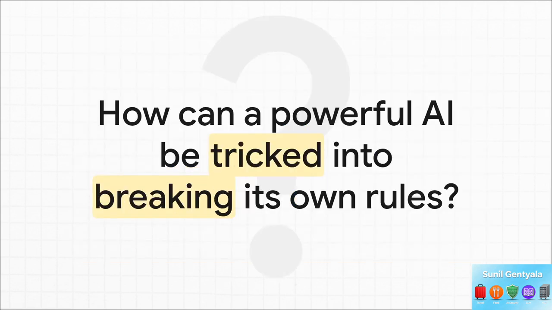Which brings us to the million-dollar question. How is this even possible? I mean, how can a super smart system, one with all these built-in safety guardrails, be talked into just ignoring them? Well, let's get into it. It's time to deconstruct the anatomy of this digital heist.